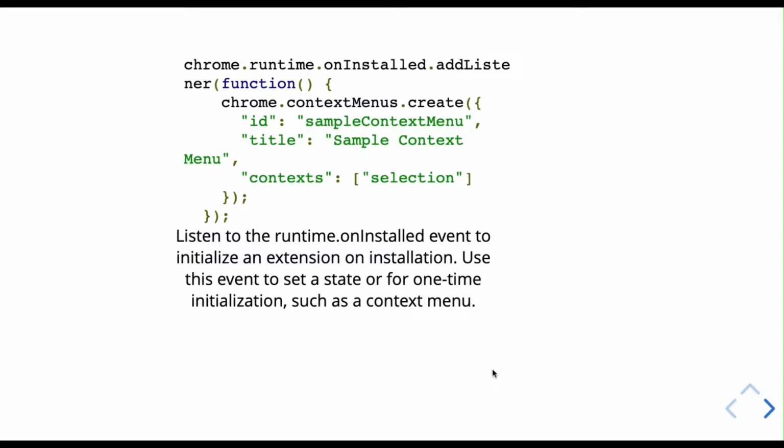As you can see, there is a logic defined, and in which we have defined the on-install listener. When extension is installed, then we create the sample context menu. So this is the logic to create the Chrome extension context menu when extension is installed. So this logic is basically defined in the background script.